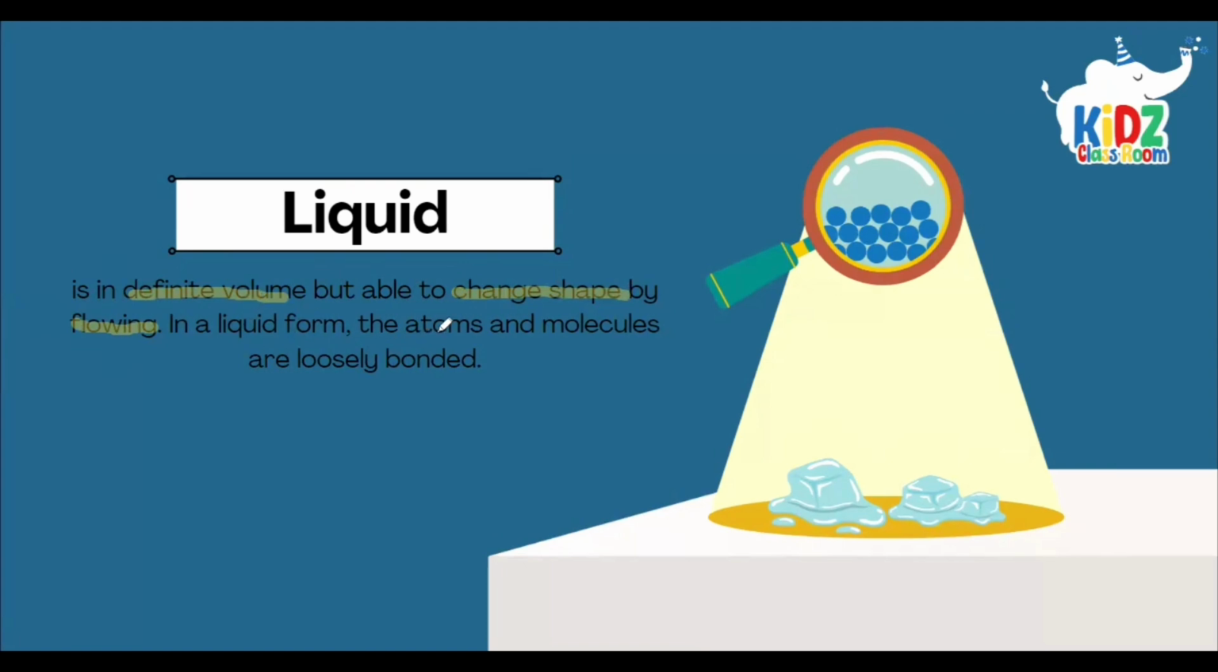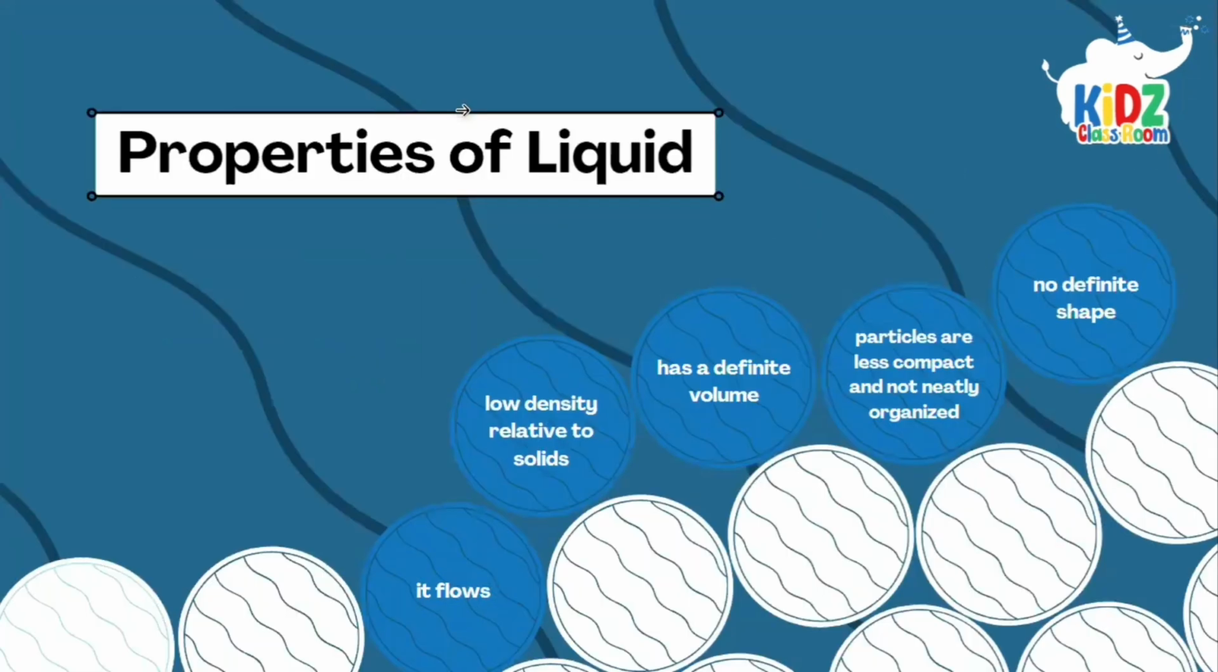In a liquid form, the atoms and molecules are loosely bonded. So here is another difference between solids and liquids: in liquids, atoms are loosely bonded, but in solids, they were tightly packed. So let's learn about the properties of liquid. Here are some properties of liquid.